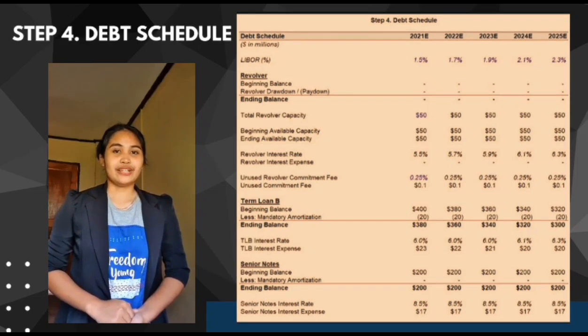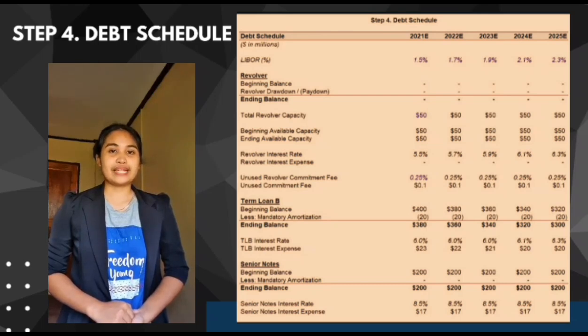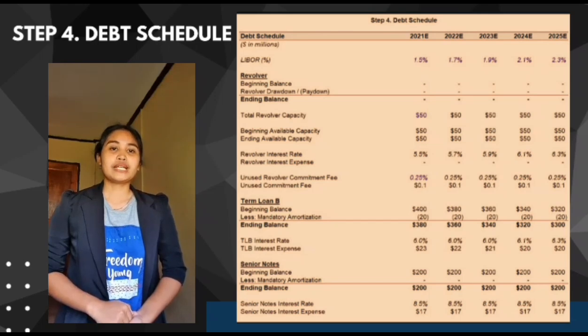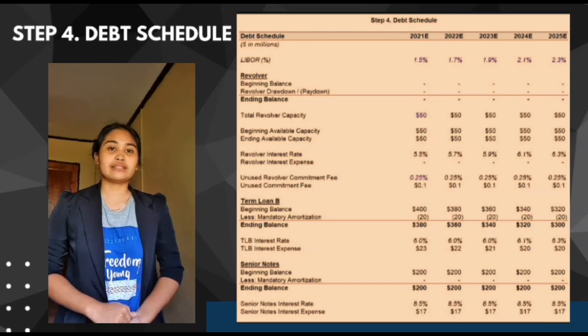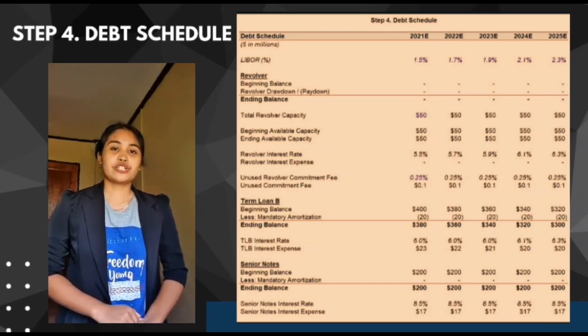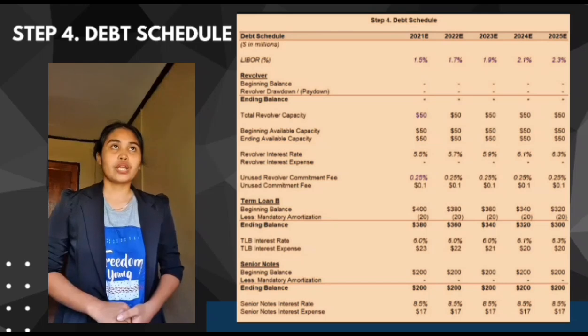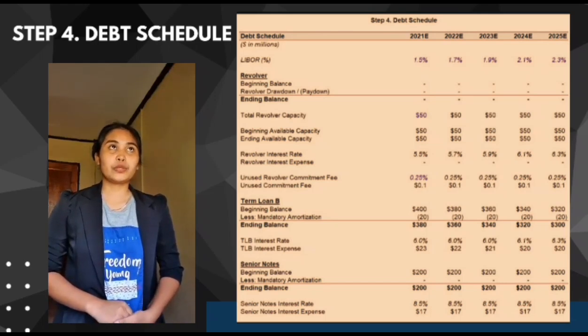Step 4, debt schedule, is all about tracking the loans used to buy the company. This table outlines how the debt used to finance the acquisition is projected to behave over the 5-year holding period from 2021 estimate to 2025 estimate. From the top section, first is LIBOR, or the London Interbank Offered Rate, for each year. LIBOR is a benchmark interest rate that often serves as the base rate for floating rate debt like a revolver. You can see it's projected to increase from 1.5% in 2021 estimate to 2.3% in 2025 estimate.